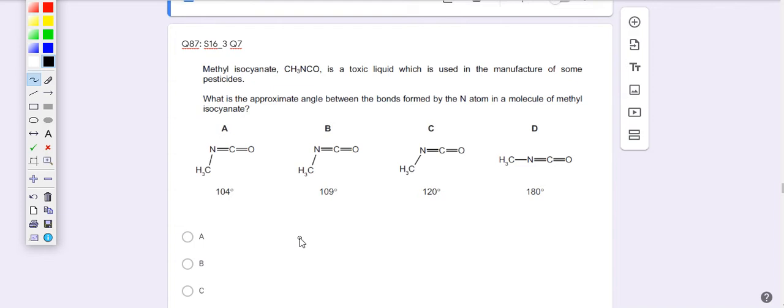For example, trigonal planar means 120, linear means 180, and tetrahedral means 109 to 109.5. Then when you have a lone pair, like NH3, it would be 107. And if you have two lone pairs like water, then it's 104. Now this nitrogen compound, methyl isocyanate, is different from the other compounds.